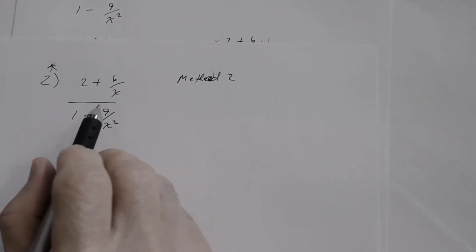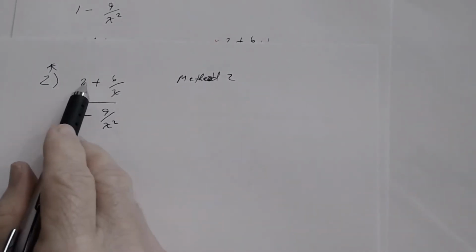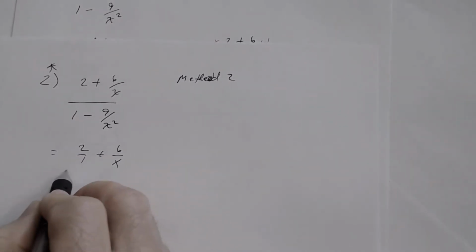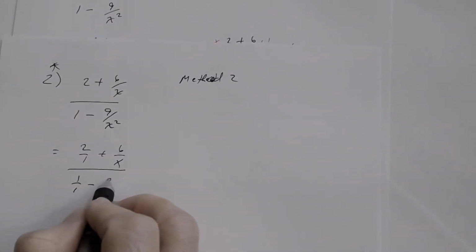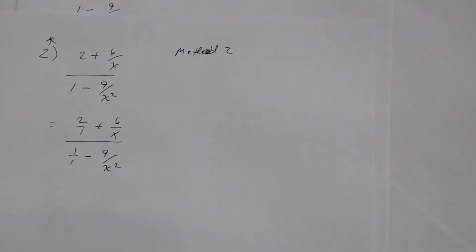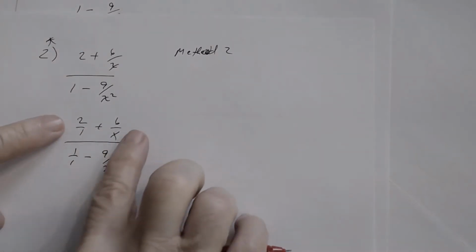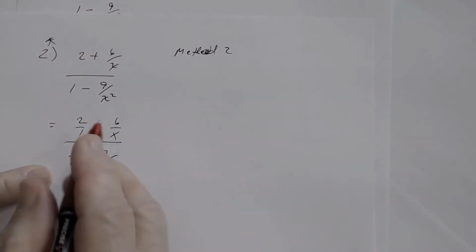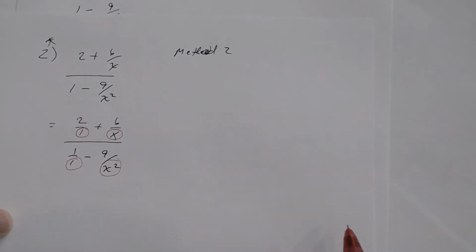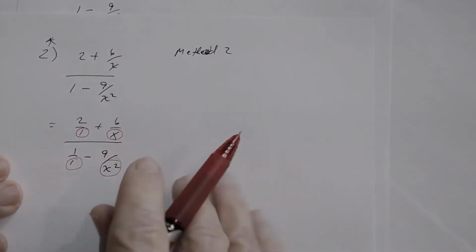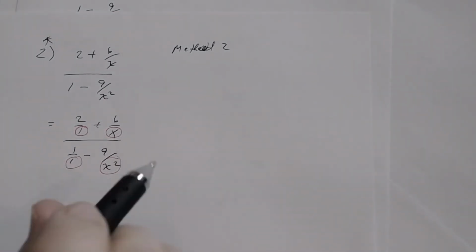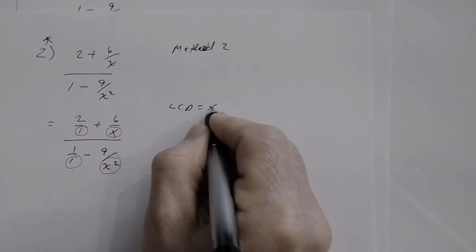So method 2 is where you look at all your denominators. And remember, let's rewrite this as 2 divided by 1 plus 6 divided by x, and then 1 divided by 1 minus 9 divided by x squared. And so method 2 is where you look at all your fractions in both the numerator and the denominator and find the LCD of the denominators of those fractions. If you look at those 4 things I have circled, the least common denominator of 1, x, 1 and x squared is x squared. So the least common denominator is x squared.